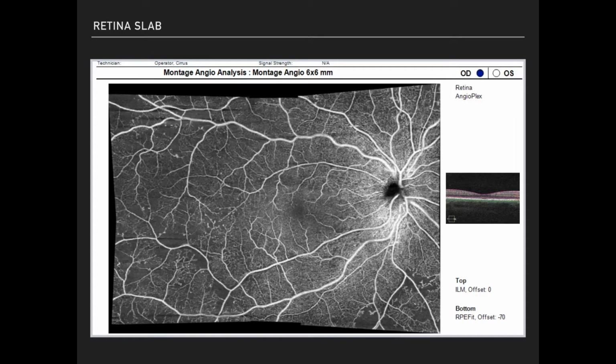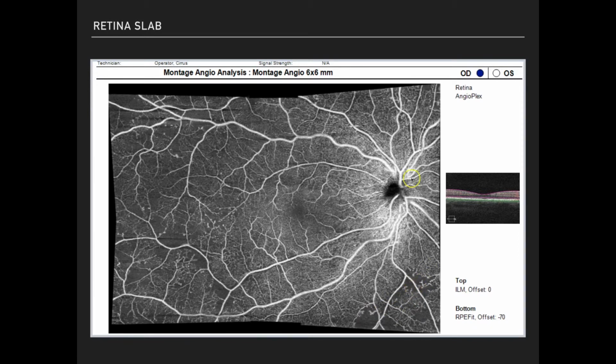This is an OCT-A image. It is a series of captures in a montage. Note the microaneurysms. There's capillary dropout and non-perfusion. And there are intraretinal microvascular abnormalities.